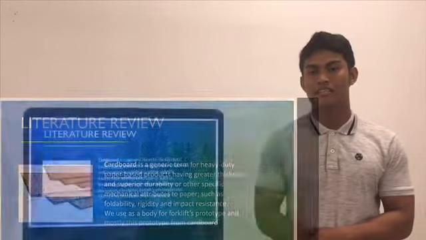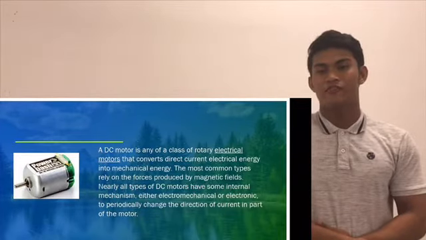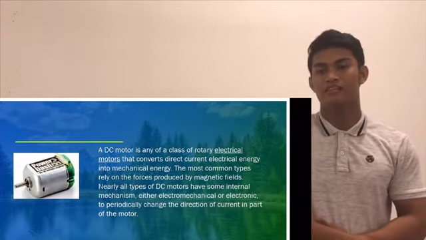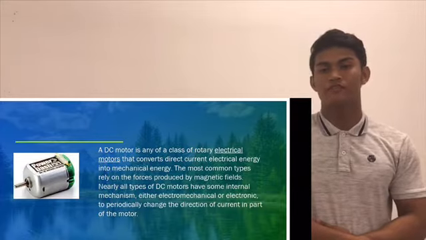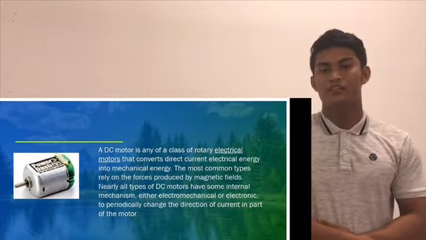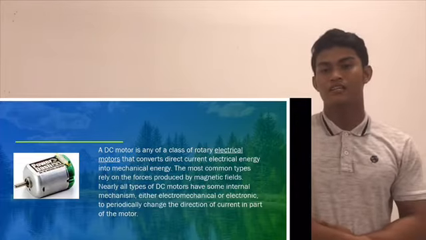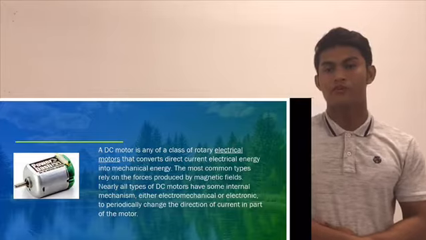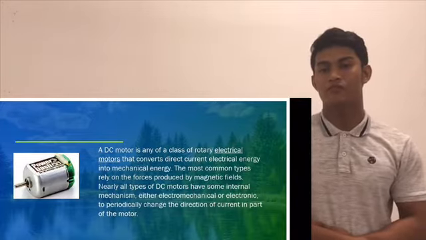Okay, the next slide. A DC motor is any of a class of rotary electrical motors that convert direct current electrical energy into mechanical energy. The most common types rely on the force produced by magnetic fields. Nearly all types of DC motor have some internal mechanism, either electromechanical or electronic, to periodically change the direction of current in part of the motor.